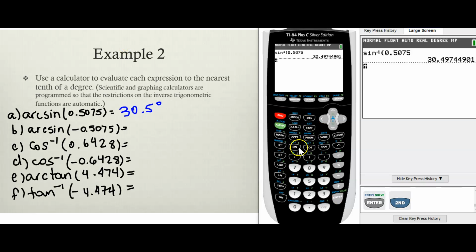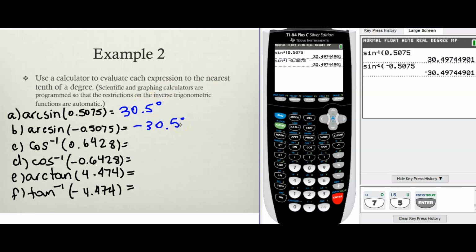Now let's find sine inverse of negative 0.5075. Go to second, sine, to get to sine inverse, and then type negative. Make sure to type negative and not the minus sign. 0.5075. Enter. We get negative 30.5. Because the sine inverse function is restricted from negative pi over 2 to positive pi over 2, these two will be reference angles of 30.5 degrees.